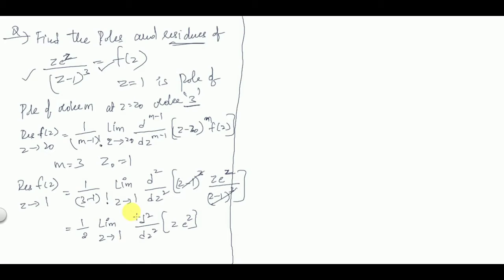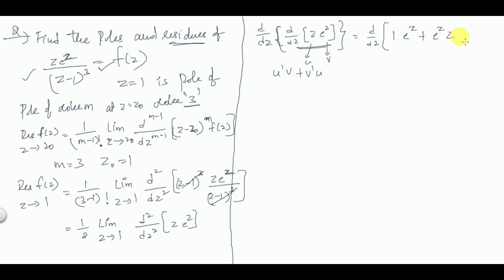Okay, so d by dz of z into e power z. So this is what we want, right? Once you differentiate, this is in uv form, this is u and this is v, so it is u dash v plus v dash u. d by dx of uv is u dash v plus v dash u. u dash means 1 into e power z, because the derivative of z is 1. So u dash v plus v dash u is e power z plus z into e power z.